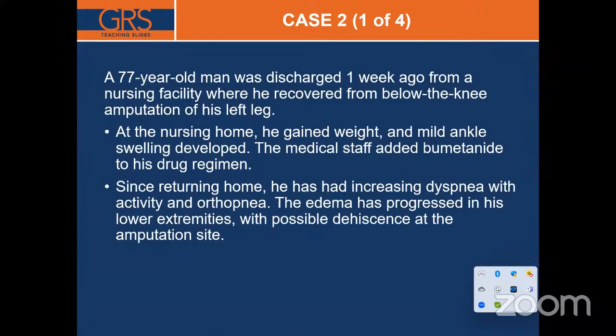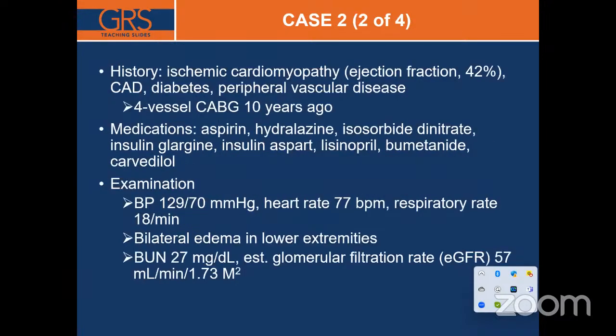A 77-year-old man was discharged 1 week ago from a nursing facility where he recovered from a below knee amputation of his left leg. At the nursing home, he gained weight and mild ankle swelling developed. Medical staff added bumetanide to his drug regimen. Since returning home, he has had increasing dyspnea with activity and orthopnea. Edema has progressed to his lower limb with possible dehiscence at the amputation site.